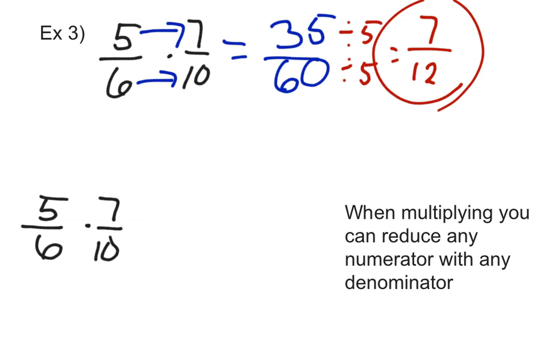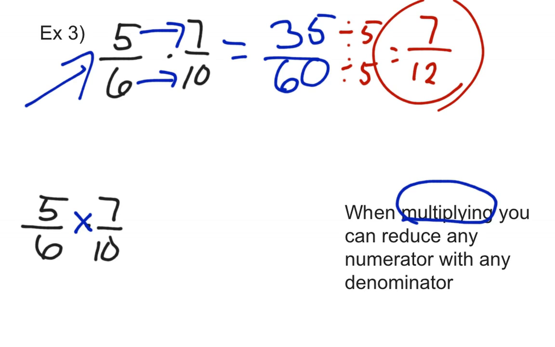So what that means is when I have this problem 5/6 times 7/10, I know I can do it just like I did up top. We all get how to do that. But there's a little trick of the trade here when we're multiplying 5/6 times 7/10. First of all, you have to make sure that it's a multiplication. This little trick does not work with dividing. It does not work with adding and subtracting. It's only when you are multiplying fractions. And the rule says this. I can reduce any numerator with any denominator.